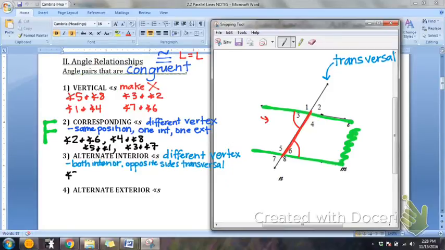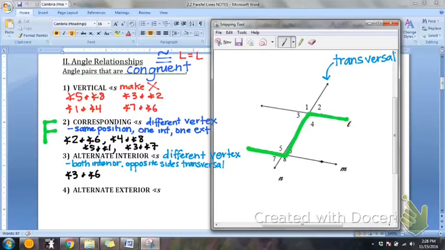So that would be angle 3 and angle 6. And these angles make the letter Z. Watch this. See how I'm making a capital Z? And 3 and 6 go together. I could make my Z go the other way. It would be a dyslexic Z, that's right.